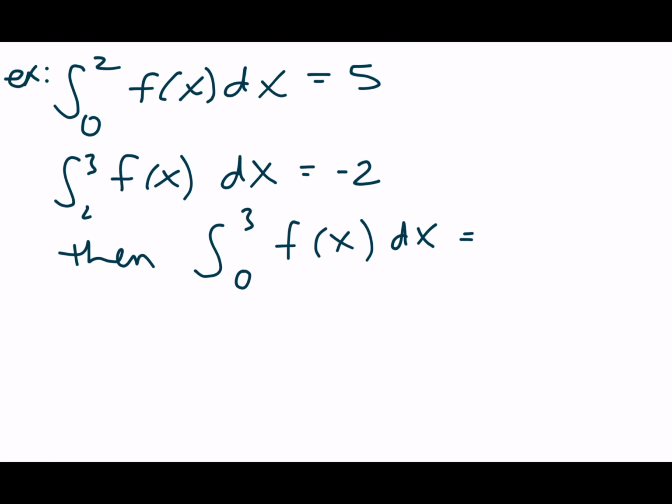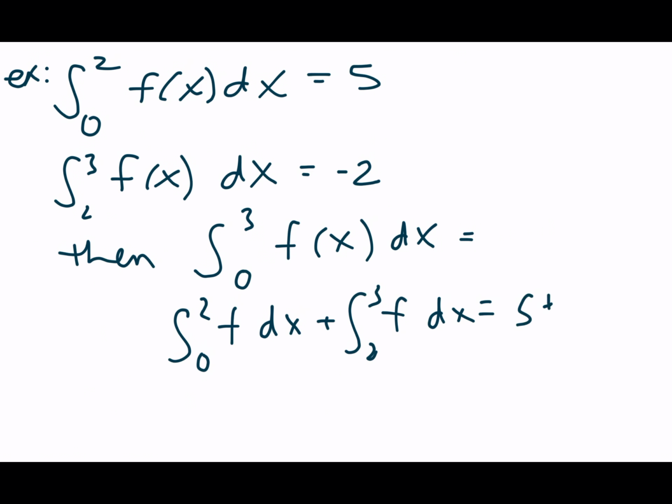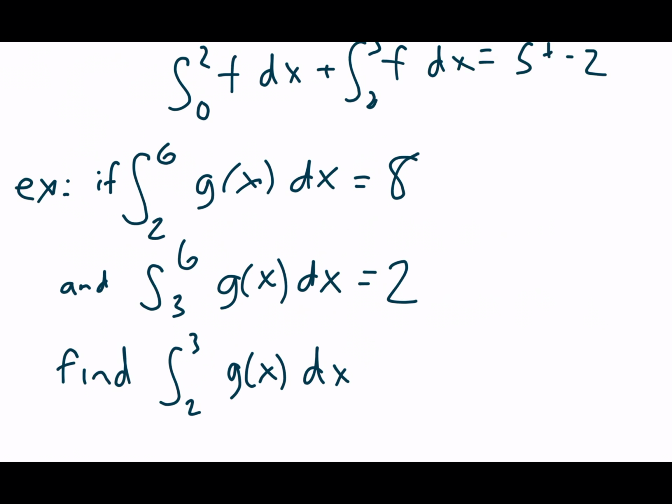All right, so let's look at that in action. If I tell you that the integral from 0 to 2 of f of x dx equals 5 and the integral from 2 to 3 of f of x dx equals -2, then the integral from 0 to 3 of f of x dx is going to equal 3. So it would be the integral from 0 to 2 of f plus the integral from 2 to 3 of f. So I do my 5 plus my -2, which is going to give me my 3. Okay? Nice and easy.